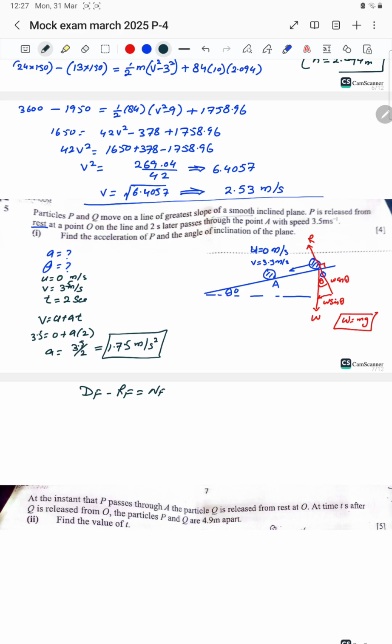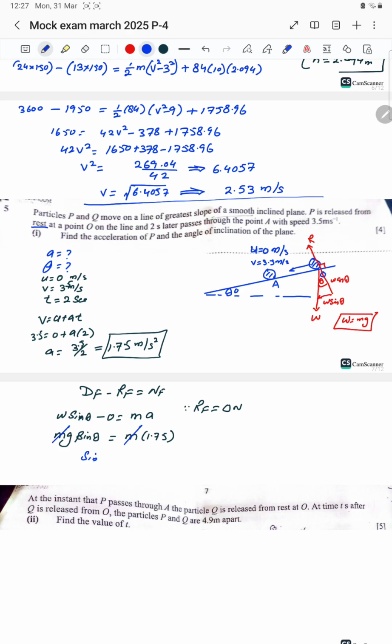As the surface is smooth, the resistive force is 0 Newton. So the driving force will be only the weight component, W sine theta, which lets the body go down, minus 0. Net force is ma. So W sine theta, that is mg sine theta, is equal to ma. A is what we calculated in the first part, 1.75. You can see here the m cancels.